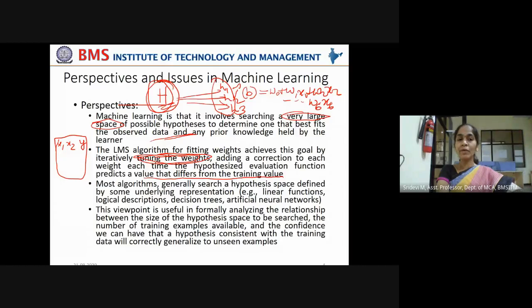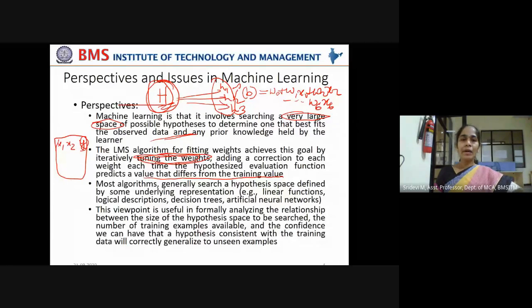X2, the performance of the student at academics is x1. Performance of students at extracurricular activities is x2. Now I want to say whether that student is a top rank. I want to predict whether that student will achieve a top rank or not. Okay, this is my problem now.